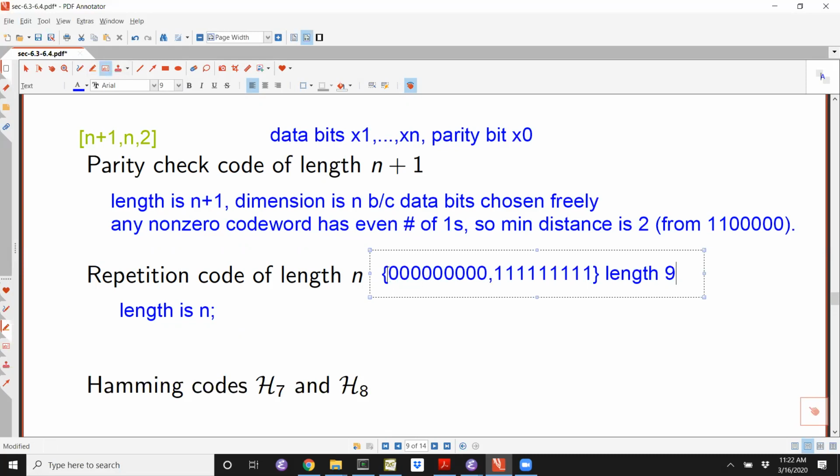So the repetition code of length n is the binary linear code with exactly 2 words in it: the all zeros word and the all ones word. Here's one of length 9.